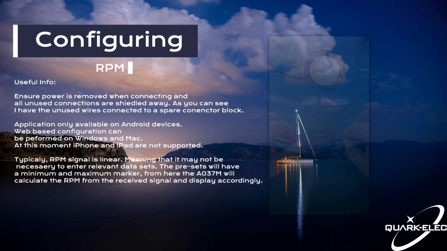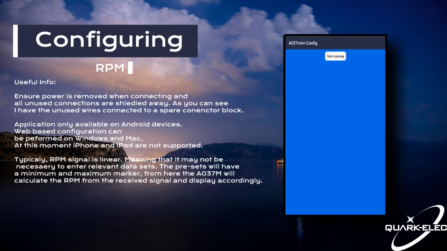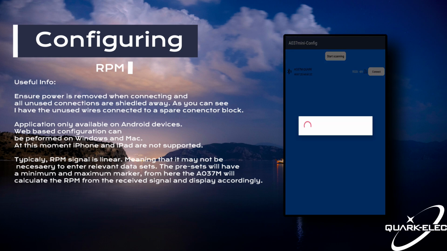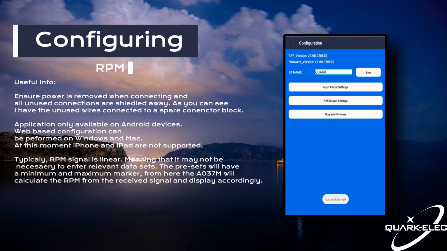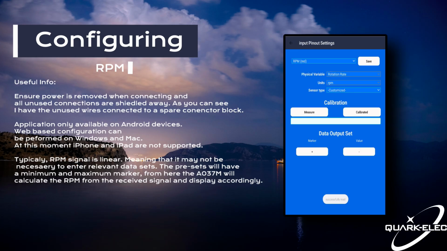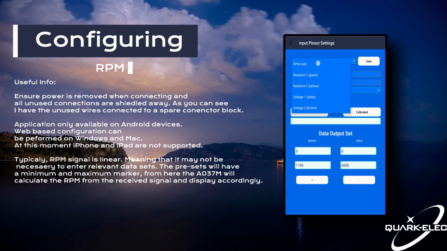We can then go to our Android tablet and launch the app. This can be downloaded on our website or performed online. Upon launching the app, tap Start Scanning and the A037M appears, tap Connect, then Config. We then need to head to the Input Pinout Settings page where we can configure each input.